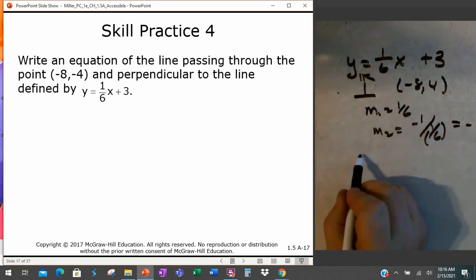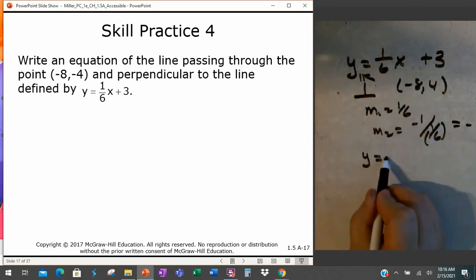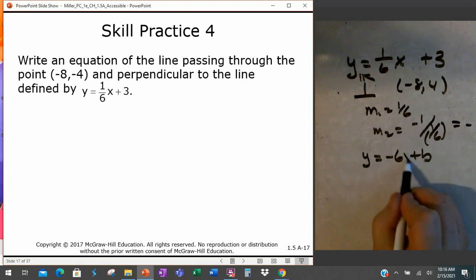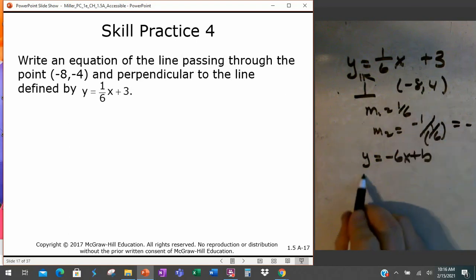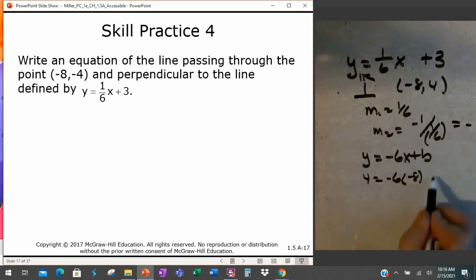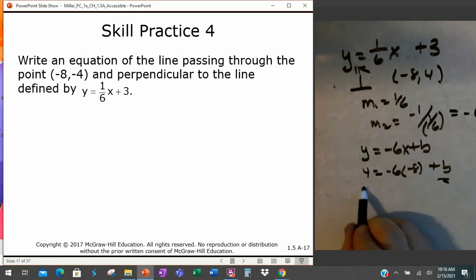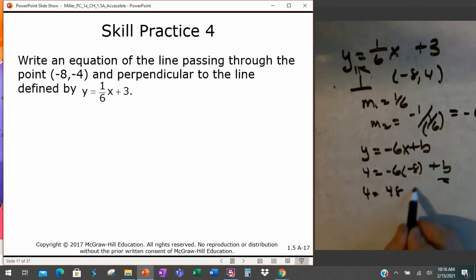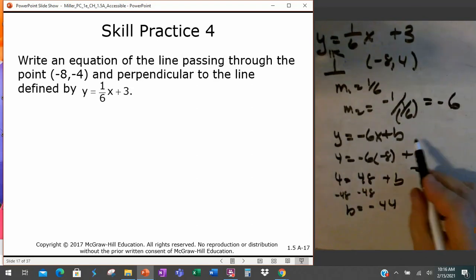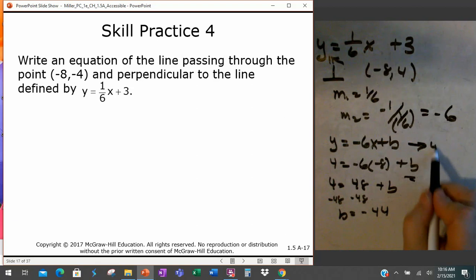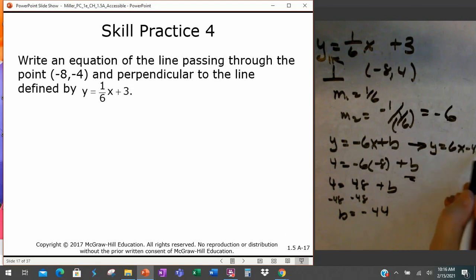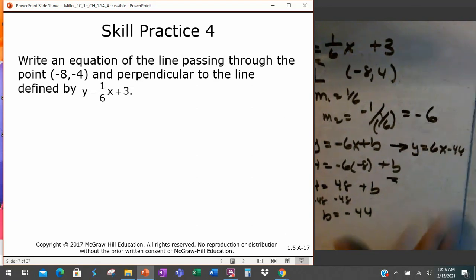Sounds right. And then it just needs to go through that point. So y = -6x + b. My y is 4 and x is negative 8: 4 = -6(-8) + b, and then I just solve for b. 48 plus b, so minus 48, and then our b is minus 44. So then we just finish this up right here. So y = -6x - 44, like that.